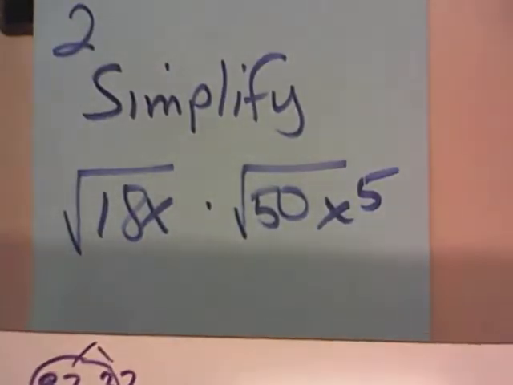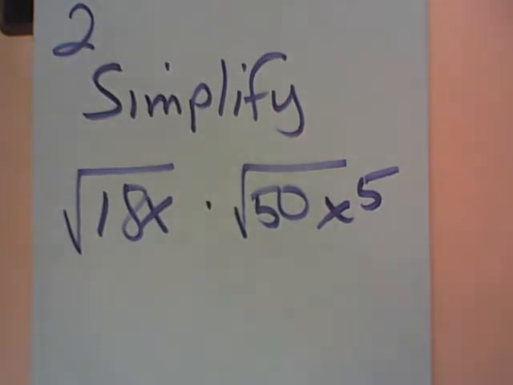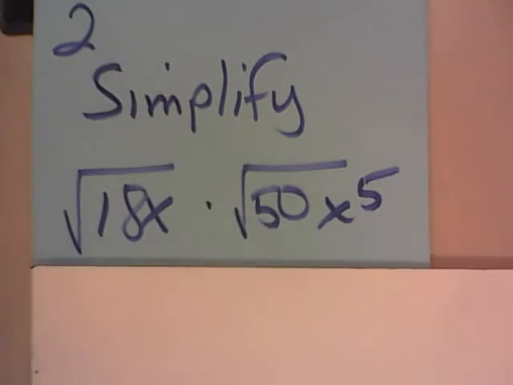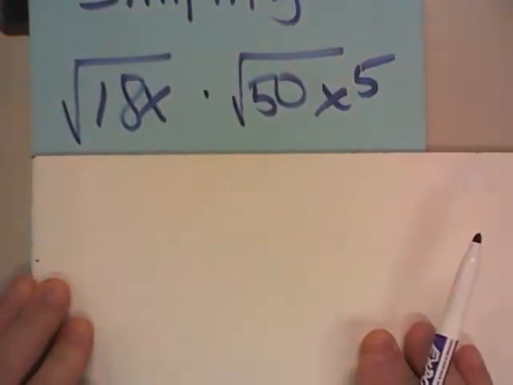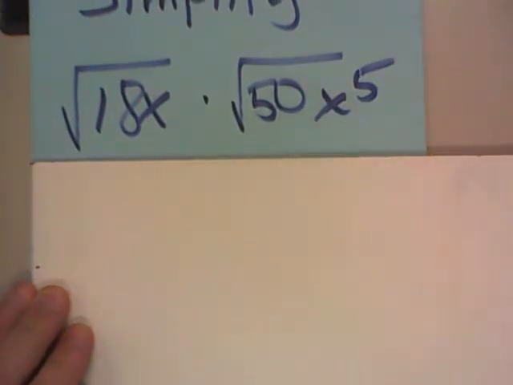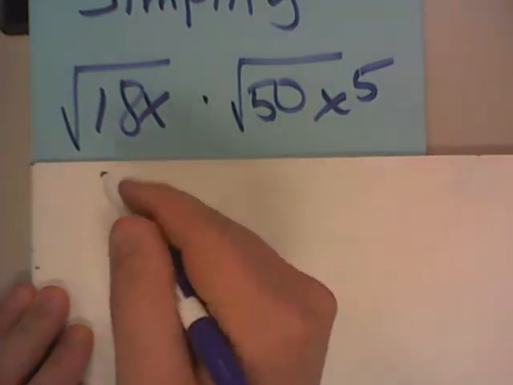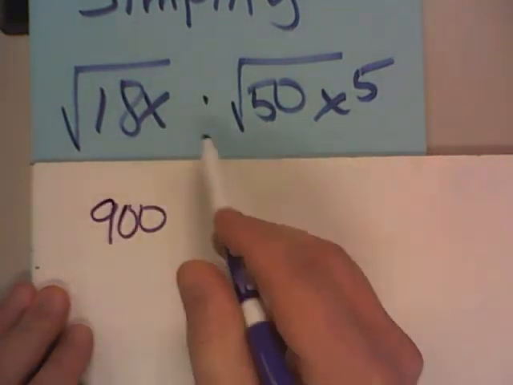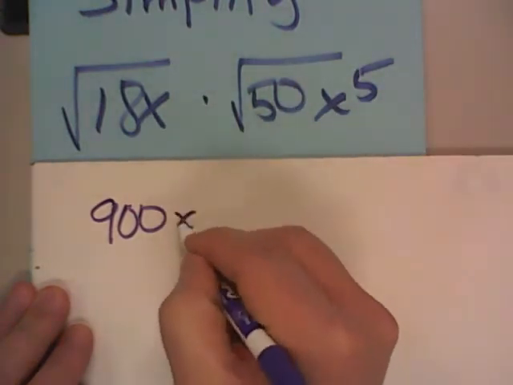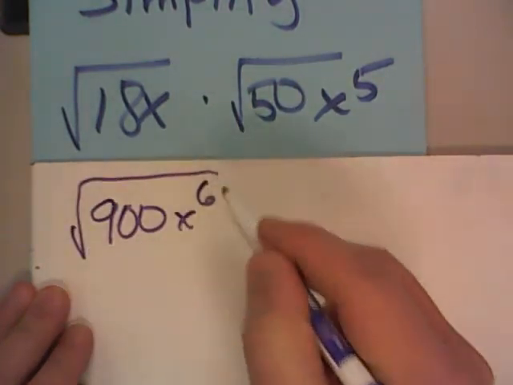Let's move on and take a look at number 2. We're going to simplify the square root of 18 times the square root of 50x to the fifth. This is a little bit more complicated, supposedly, because we're multiplying radicals together. When we multiply radicals together, we can just multiply 50 times 18. Let's see, 50 times 2 is 100. That would be 9 2's, so that would be 900. And then x to the first times x to the fifth would be x to the sixth. And I'm taking the square root of that.